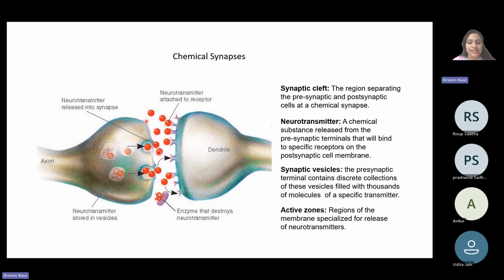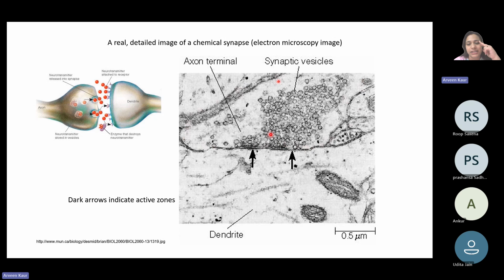Then there are synaptic vesicles also. The presynaptic terminal contains a discrete collection of these vesicles, right? You can see over here there are larger vesicles in which these neurotransmitters are stored. These are the synaptic vesicles, and neurotransmitters are released when these vesicles fuse with the plasma membrane. And there are active zones, the regions of the membrane specialized for release of neurotransmitters. So this is an active zone, this is an active zone, right? And there are also neurotransmitter receptors present on the postsynaptic neuron, right?